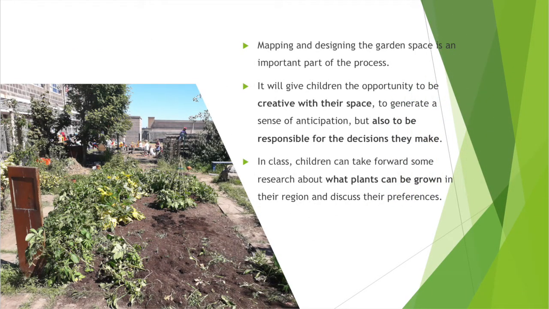Mapping and designing a garden space are two important parts of the process. Again, it will give children the opportunity to be creative with their space, create a sense of anticipation, but also to deal with constraints and be responsible for the decisions they make. In class, children can take forward some research about what plants can be grown in Scotland and discuss their preferences. If they live in another region other than Scotland, they will need to look at the different features regarding the growing season for different vegetables.